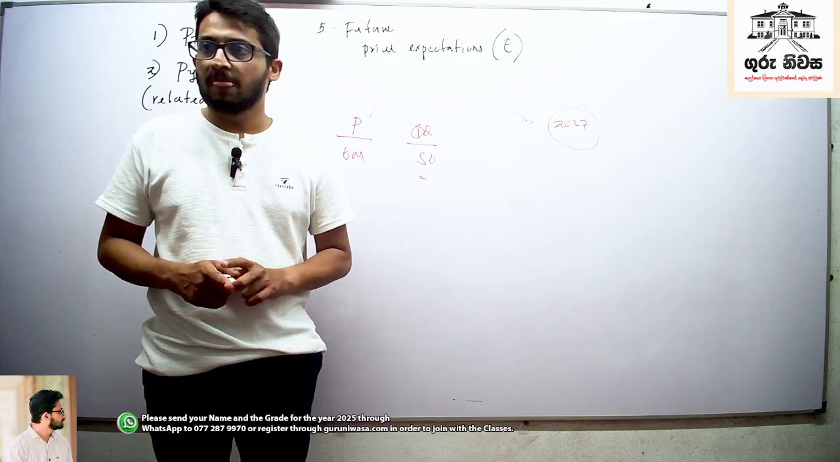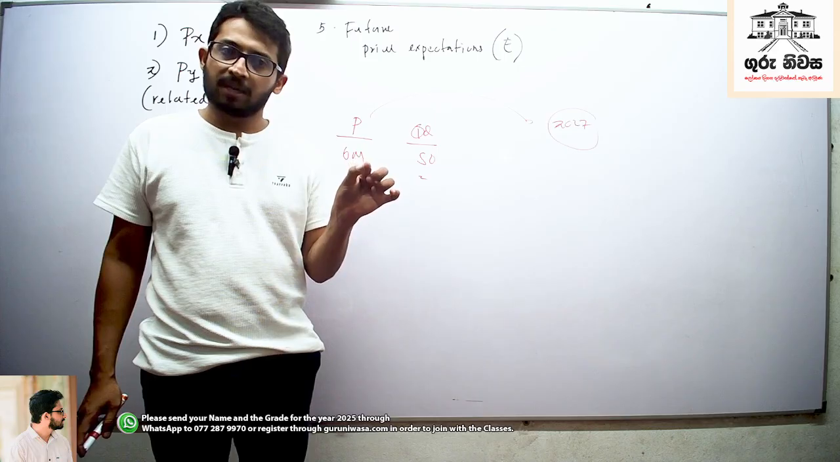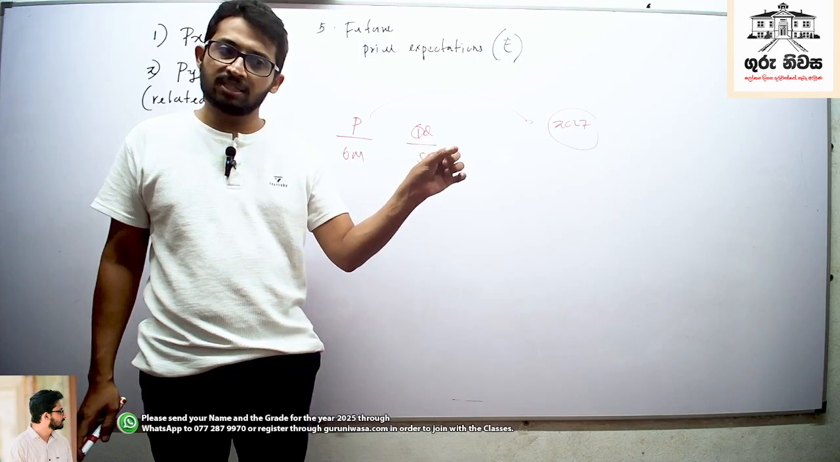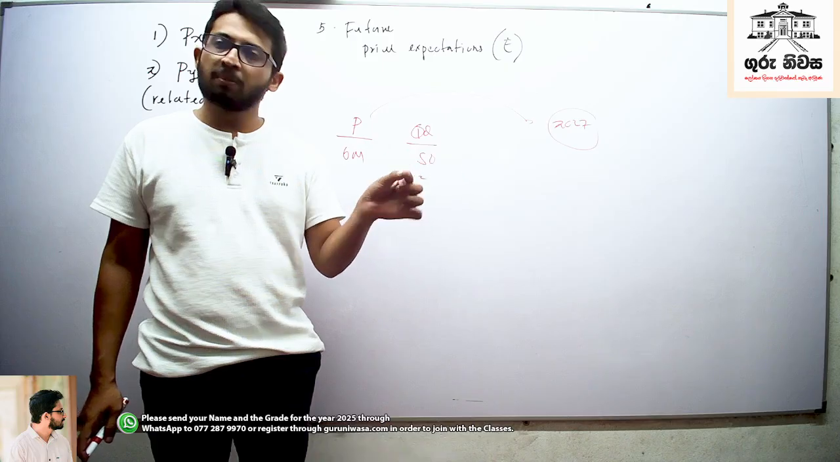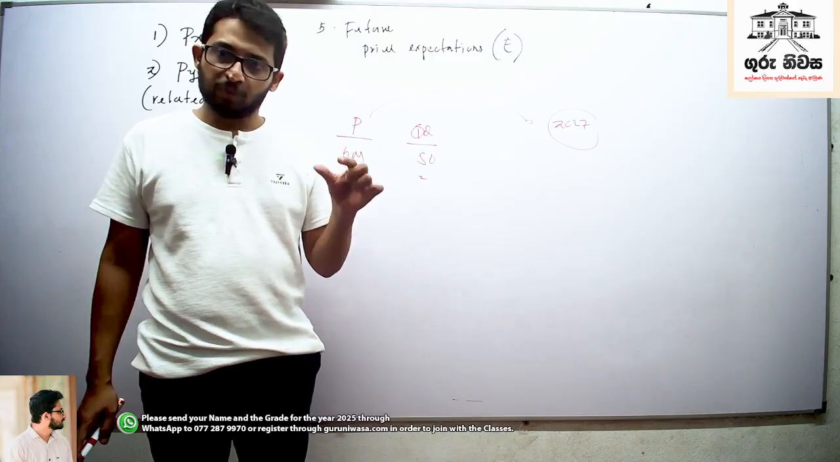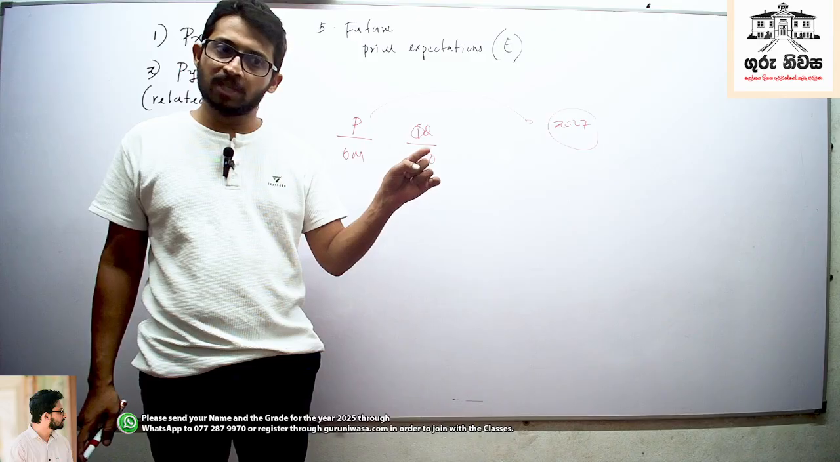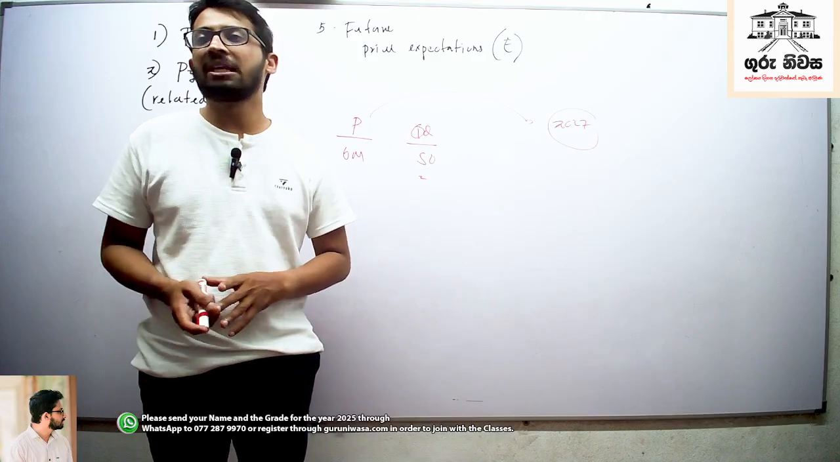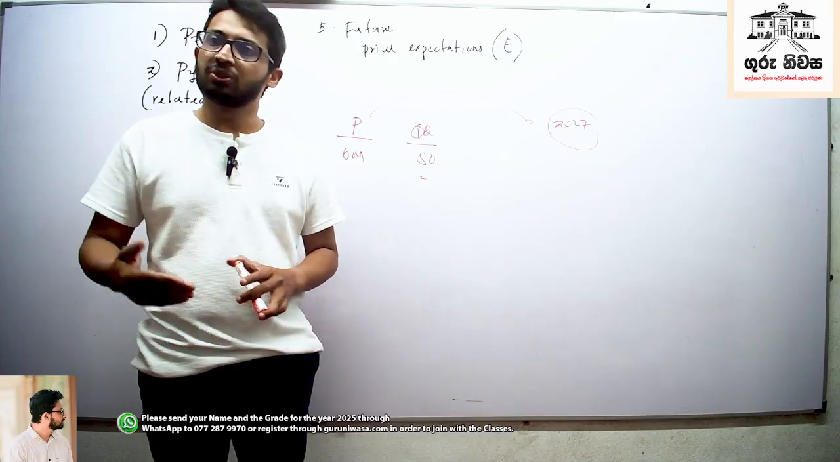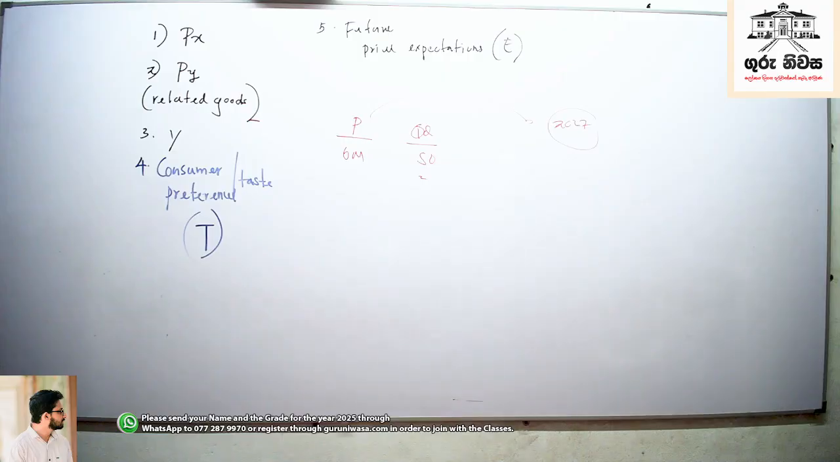If the future product price is expected to increase, people try to buy more today, meaning demand will increase today. If the future product price is expected to decrease, people will decrease demand today. Did you get the point? Kalana, Dipna? Yes, sir.